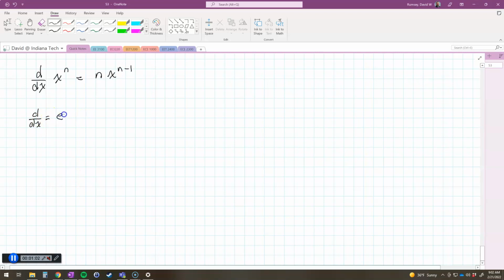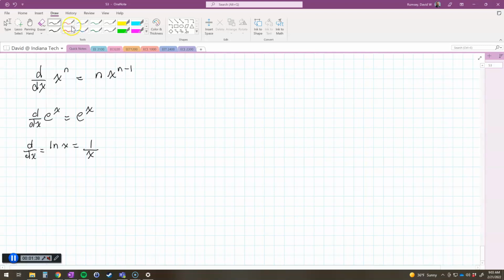And we have e to the x, which the derivative of e to the x is actually, whoops, got ahead of myself here. Derivative of e to the x is simply equal to e to the x. So that's a very easy one to remember. And then we also have the natural log. So the derivative of the natural log of x is simply 1 over x.